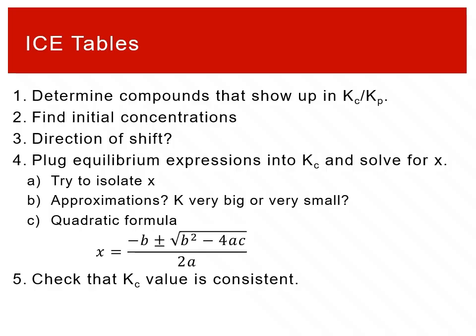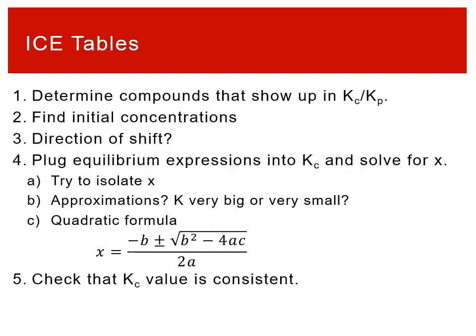So with this together, we can put together an overall strategy for when we're dealing with ice tables. You set up your ice table. First, you look at the reaction and you figure out which of the compounds or substances show up in Kc or Kp. You don't need to worry about solids, liquids, right? Get those initial concentrations. Figure out the direction of the shift. Look for things that are missing initially because it has to shift to replace that, or use your reaction quotient. Then you get your E values. The whole point of the ice table is to set up those values of X and plug them into Kc. And then you just try to solve for X.